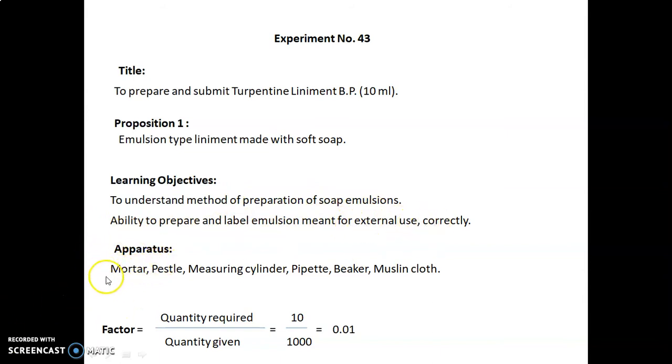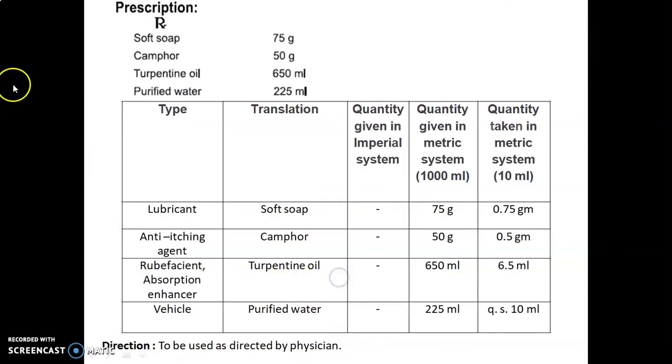Apparatus required are mortar, pestle, measuring cylinder, pipette, beaker, muslin cloth. Factor is calculated as quantity required upon quantity given, that is 10 upon 1000, equal to 0.01. The prescription is given over here by the symbol Rx: soft soap 75 gram, camphor 50 gram, turpentine oil 650 ml, purified water 225 ml.